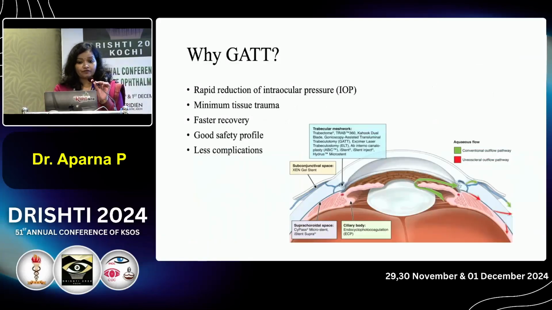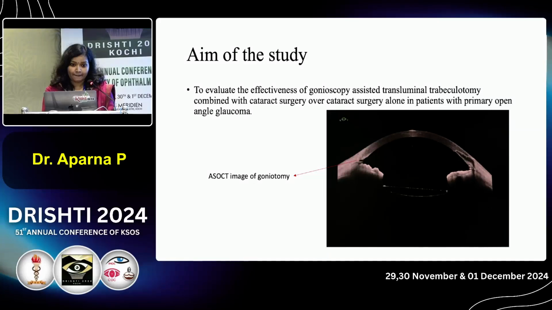The advantages of GATT over the conventional surgery: it causes rapid and effective reduction of intraocular pressure with minimum tissue trauma and faster recovery. It maintains a good safety profile and lesser complications compared to the conventional surgery. So, the aim of our study was to evaluate the effectiveness of GATT combined with cataract surgery over cataract surgery alone in patients with primary open angle glaucoma.